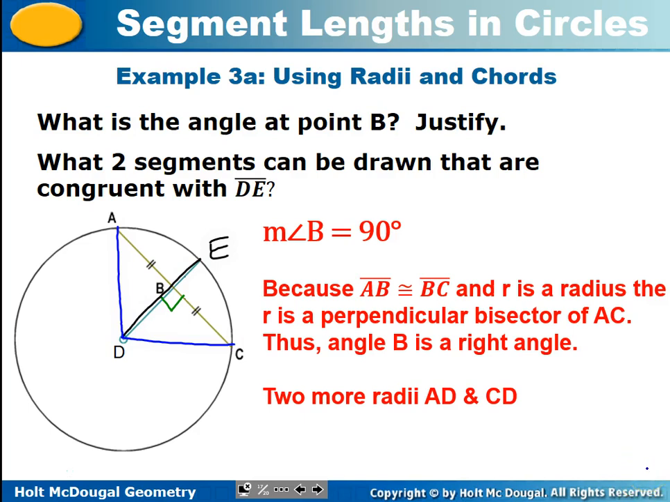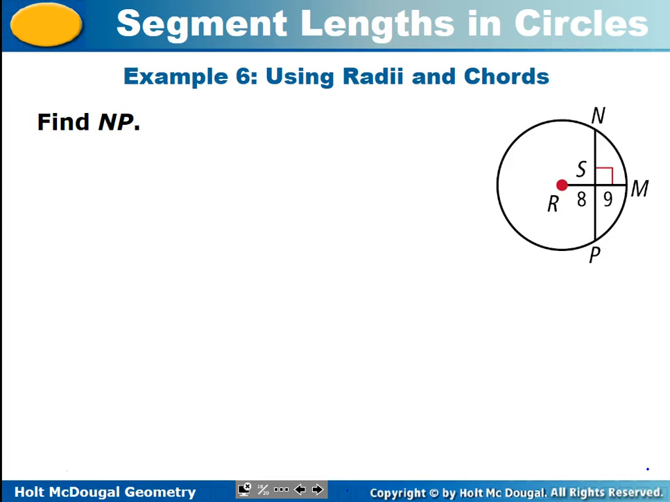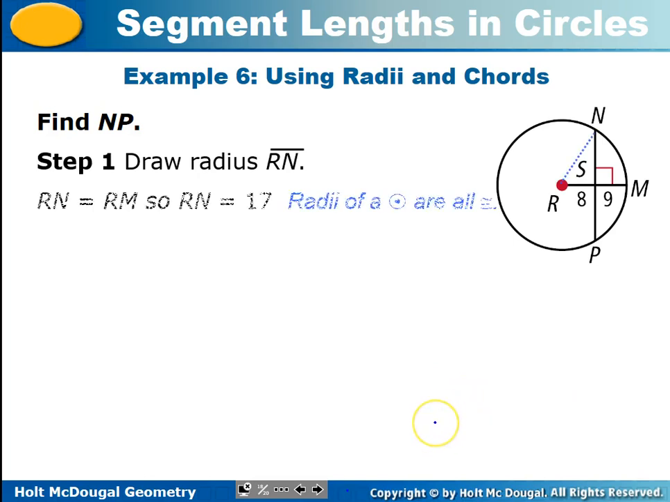So now we're going to use what we just went over for our next set of problems. This is find NP. Well, to find NP, I'm pretty sure I'm going to have to find NS first. To do that, I'm first going to draw another radius, the radius RN. Then what we should notice is that RN is equal to RM because it's just another radius. If you notice here, the length of RM is 17. Well, all radii are congruent, so I could say that RN is 17.